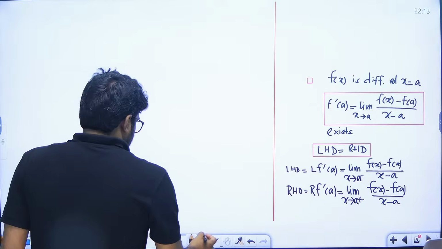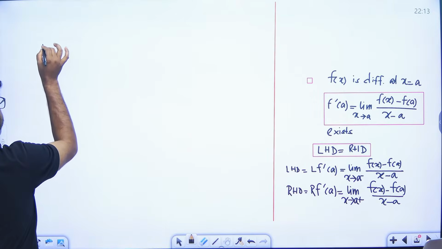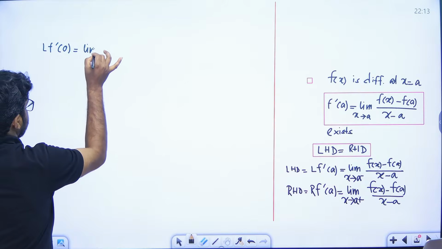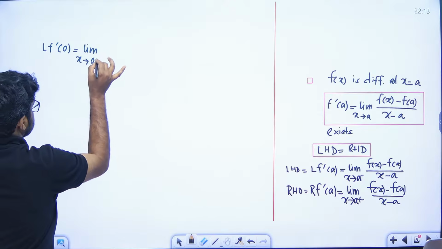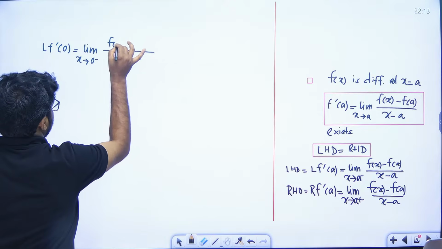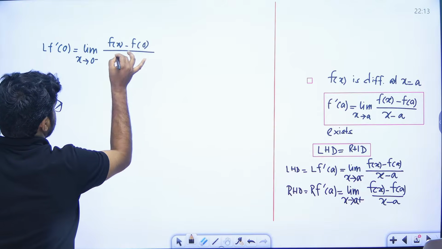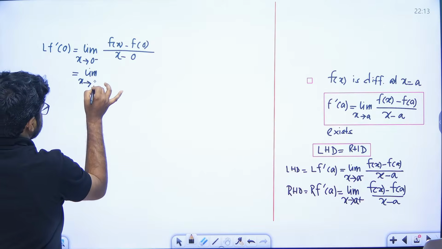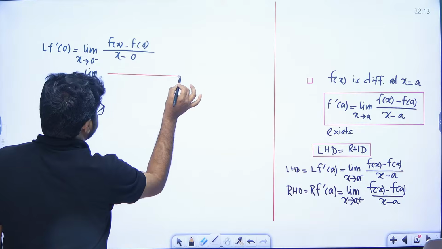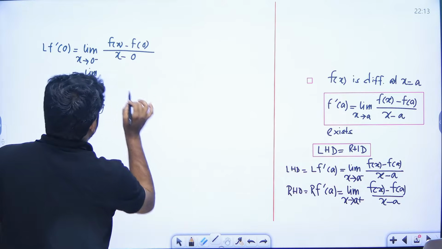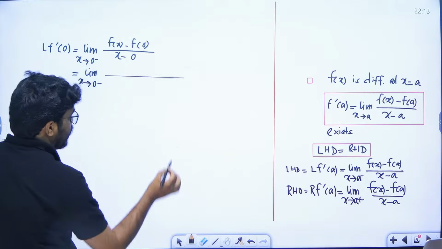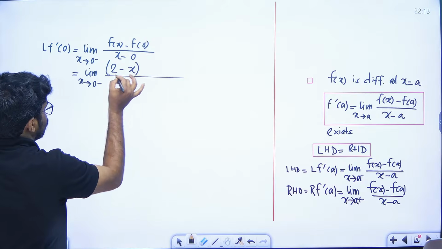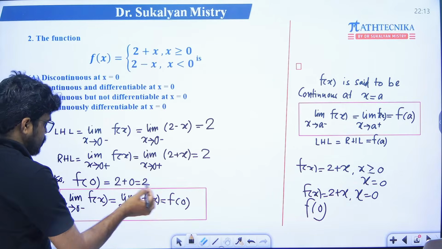Okay, clear? So first we calculate the left hand derivative at the point 0, that is Lf'(0). So the limit as x tends to 0 minus of f(x) minus f(0) divided by x minus 0. When x is negative, what is f(x)? When x is less than 0, f(x) is 2 minus x. And what is f(0)? f(0) is 2.